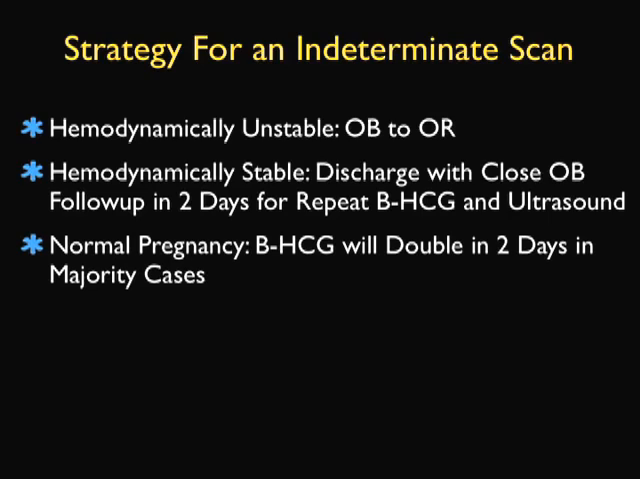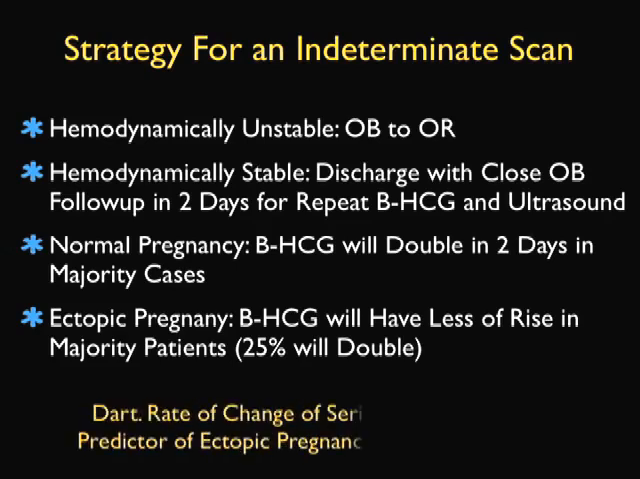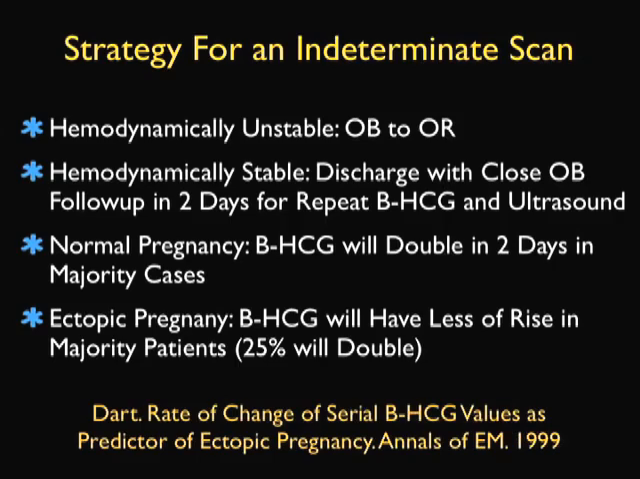In a normal pregnancy, the serum beta-HCG will double in 2 days in the majority of cases. This is in contrast to ectopic pregnancies, where the beta-HCG will have less of a rise in the majority of patients. Unfortunately, this rule is not 100%, and there are cases where in upwards of 25% of ectopics, a doubling of the beta can occur. So that's why you must repeat the ultrasound again in 2 days as well. This information comes from a great article by Dr. Dart, Annals of Emergency Medicine, 1999.